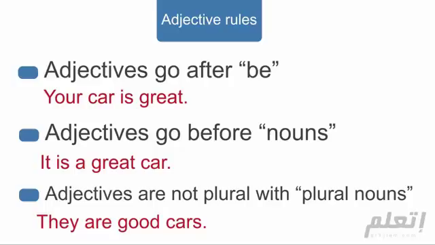Adjectives go before nouns. So I say, it's a great car. Car is a noun, great is an adjective. Adjectives are not plural with plural nouns. For example, they are good cars. So cars, plural noun, good is an adjective.